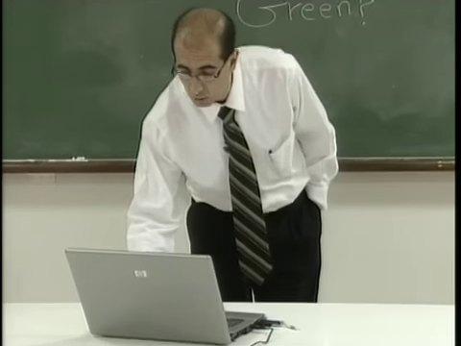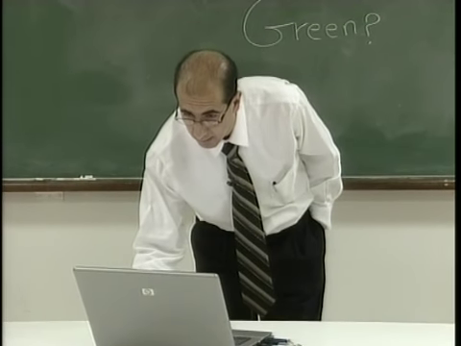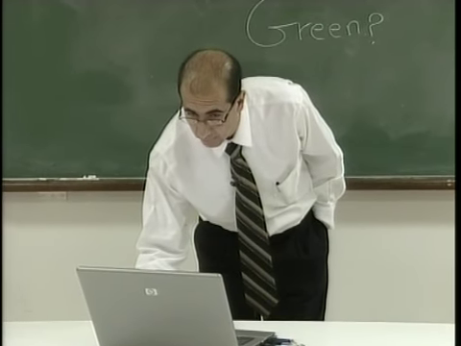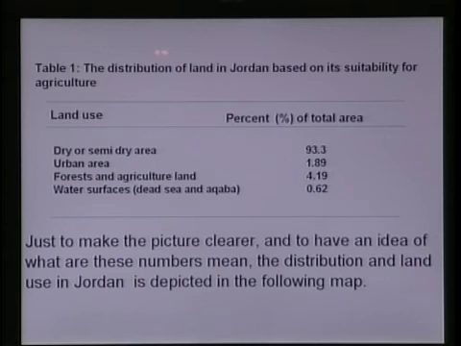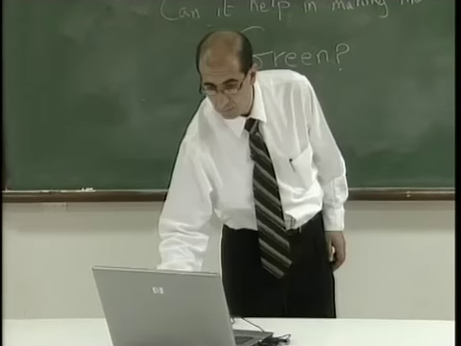This table shows the distribution of land in Jordan based on its suitability for agriculture. As you can see, dry or semi-dry area compose about 93.3% of the total area in Jordan. Urban area around 1.89%, forests and agriculture land around 4.19%, and water surfaces covers only 0.62% of the Jordan land.